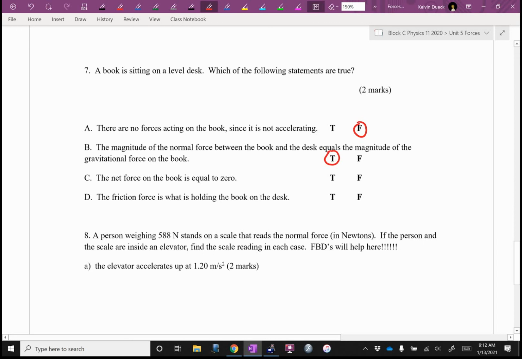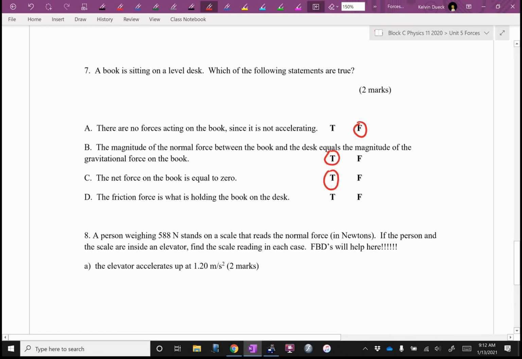That'll change today because I'm going to add extra vertical forces to the diagrams. And that's the only time that would not be true, if there were extra vertical forces. What if somebody was pushing down with their hand on the book? That would change how hard the ground had to push back up. The net force on the book is equal to 0. Is the book accelerating? No, then that is true.